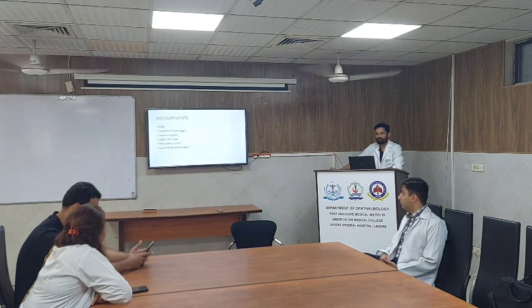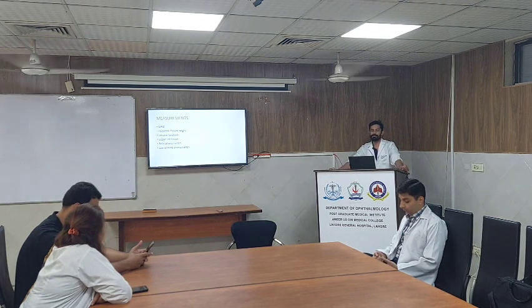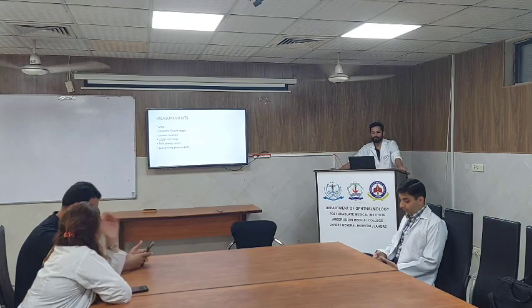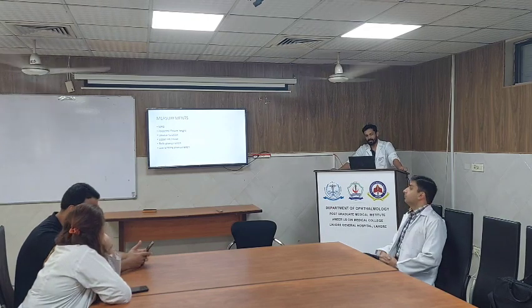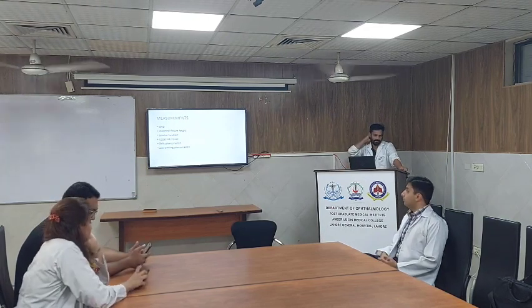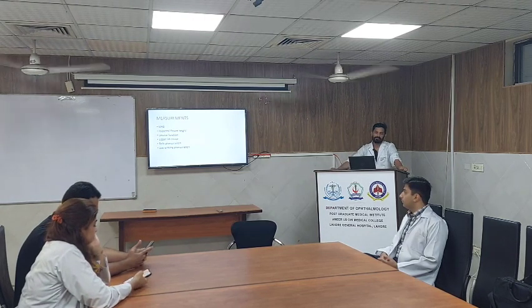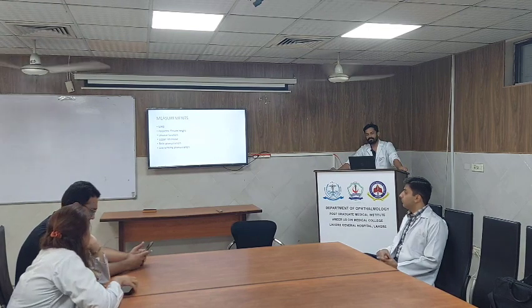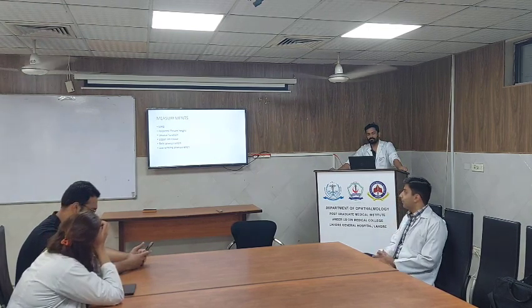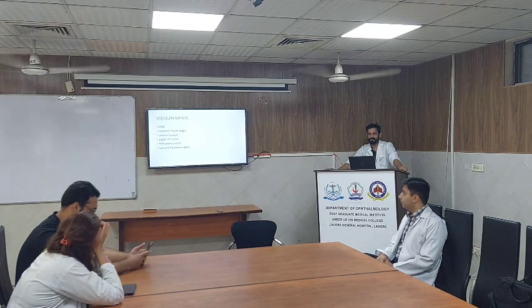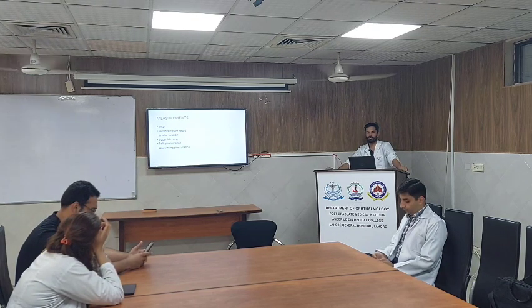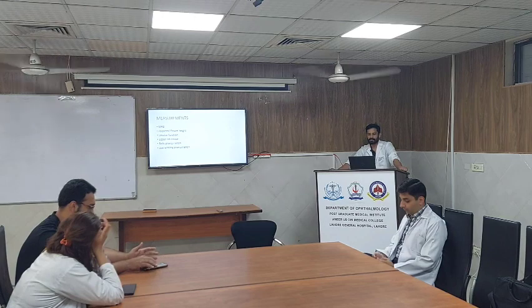Then comes the palpebral fissure height. It is the distance between the upper and lower lid margin. Normally it is 7 to 10 in male and 8 to 12 in female. If it is less, this shows that there is ptosis. Now the ptosis is then graded as, if it is 2 millimeter, it's mild ptosis. If it is 3 millimeter, it is moderate, and if it is 4 or more than 4, it is severe ptosis.